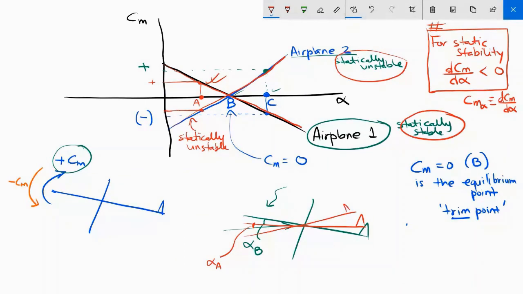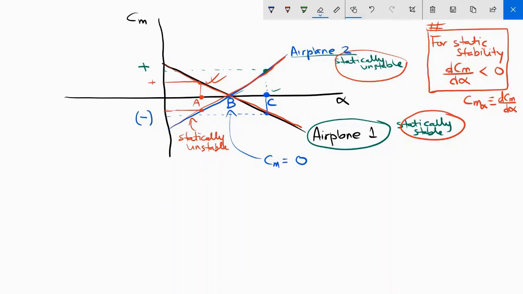Why is it important? From the application point of view, if I give you a problem statement and ask you whether this aircraft is stable or unstable, how will you answer? You will calculate this dCm d alpha. If you find that it is negative, your conclusion will be that the aircraft is statically stable. If you find that dCm d alpha is positive, then you will conclude that it is statically unstable. This will be useful in solving problems as well. Okay. So the question is, is this enough? Is there something more that we would like to do in terms of this Cm versus alpha?